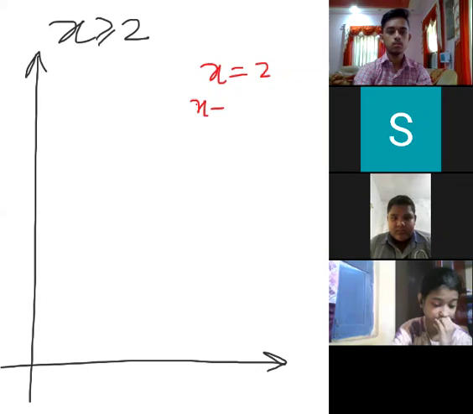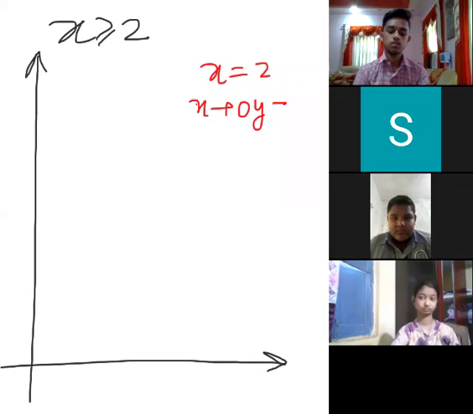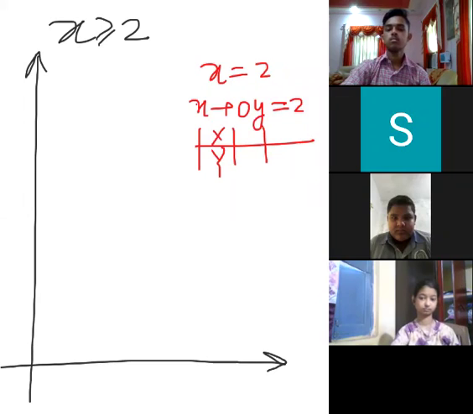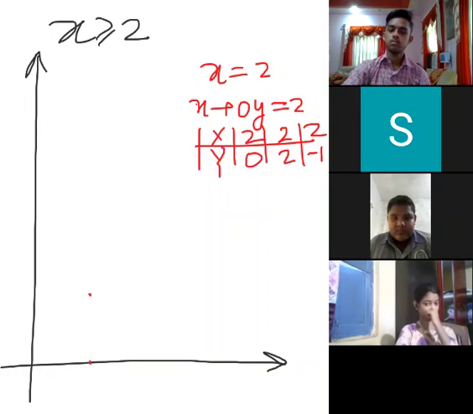I could write it as x plus 0y is equals to 2. Once I am taking y as 0, once I am taking y as 2. Whatever values of y we put, x will always be 2. If I take one more value, minus 1, then also x will be 2. So these 3 points: when y is 0, x is 2. When y is 2, then also x is 2. When y is minus 1, then also x is 2. So x is always 2.